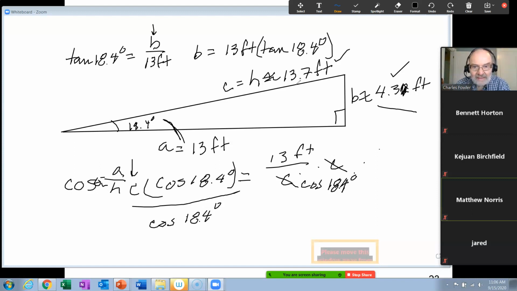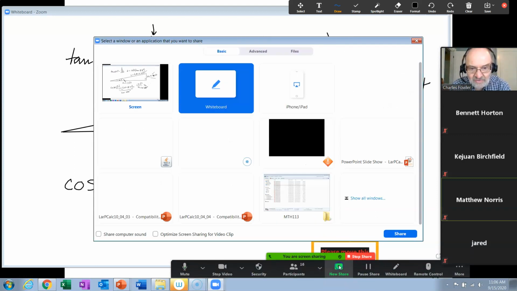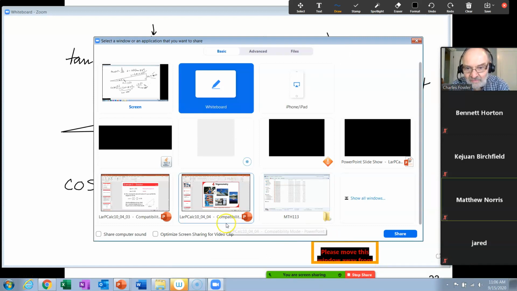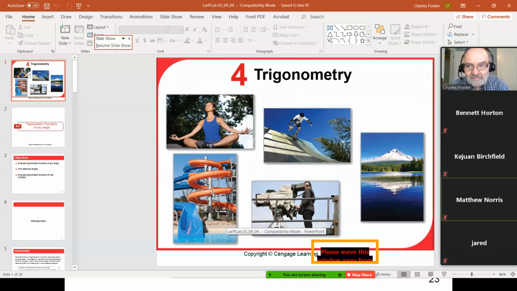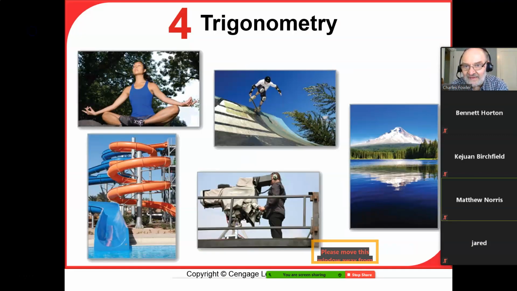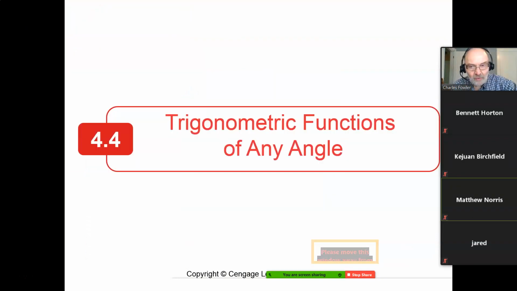Okay, we're ready now to start 4.4. So unless there's any question, let's go to the new slide here, and we'll go to 4.4. Okay, we're still in Chapter 4, Trigonometry. 4.4 is dealing with trigonometric functions of any angle.